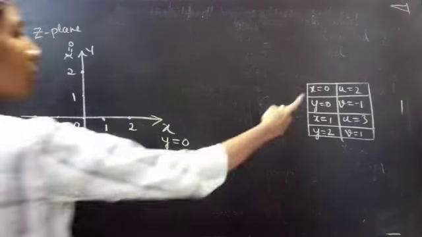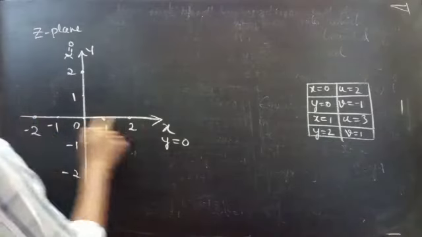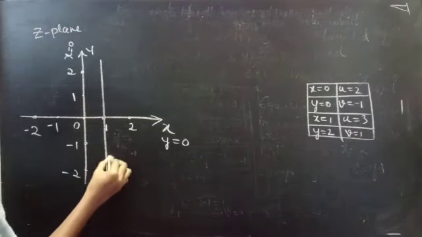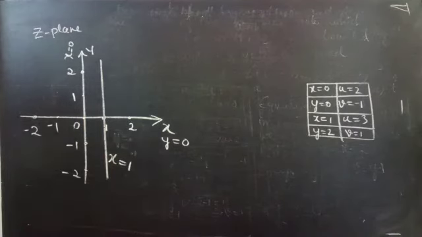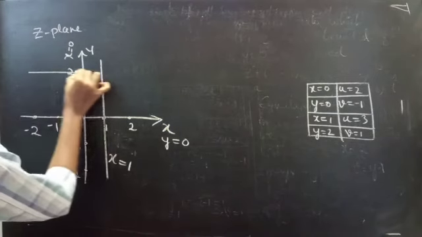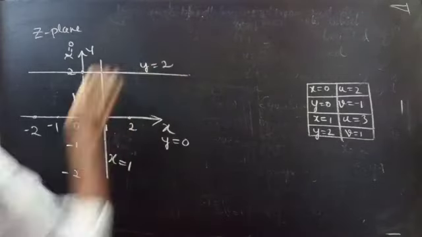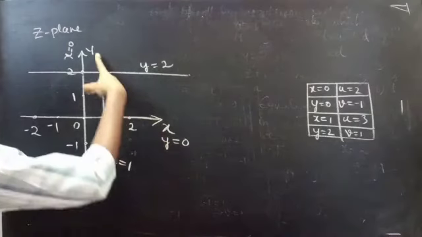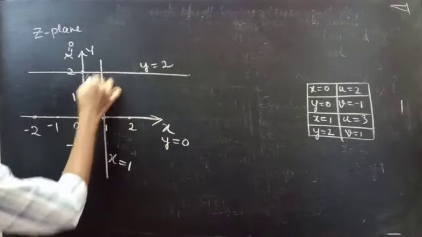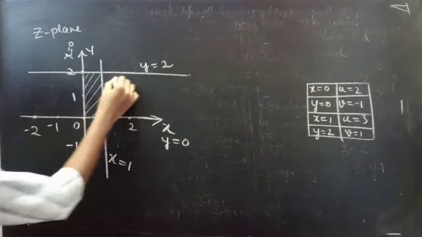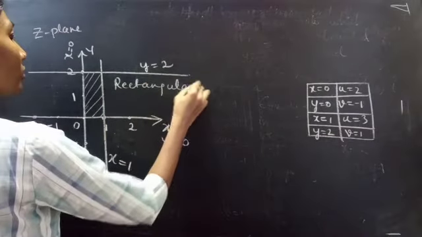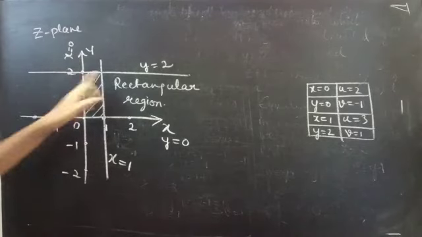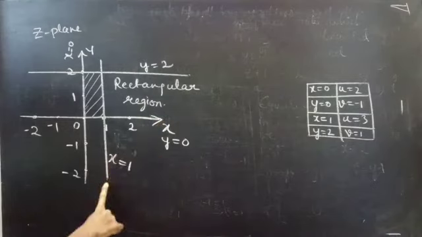Now, x equals 0 is your y axis, and y equals 0 is your x axis. And x equals 1 is a line parallel to the y axis. And y equals 2 is a line parallel to the x axis. So the region bounded by x equals 0, y equals 0, x equals 1 and y equals 2 is a rectangular region formed by these four lines.